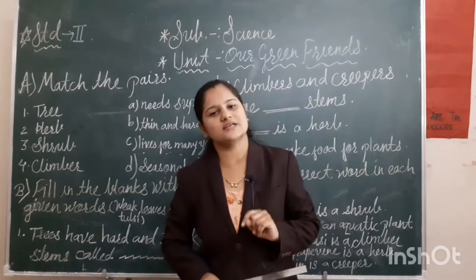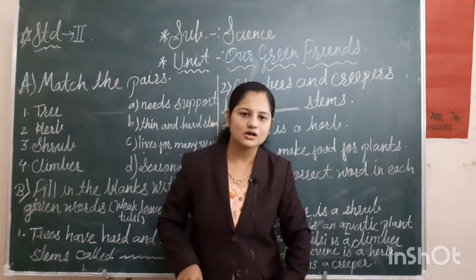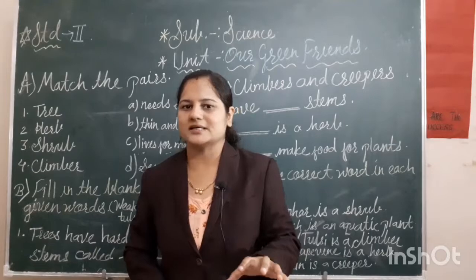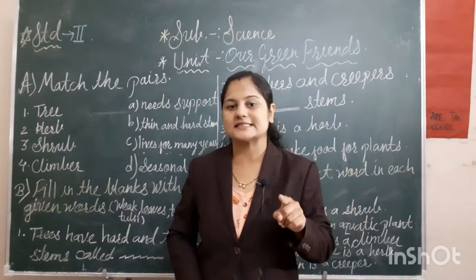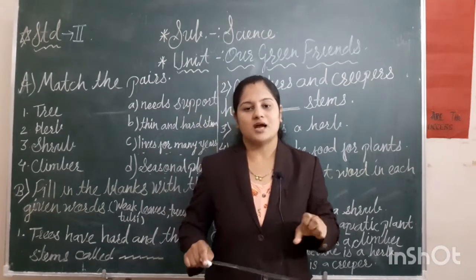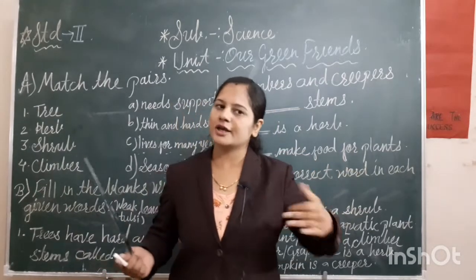And then the last one is the creepers. A plant which grows along the ground is called a creeper, and creepers bear big fruit. You can see the watermelon and the pumpkin, those plants' fruits have a very big size. Those are the creepers.